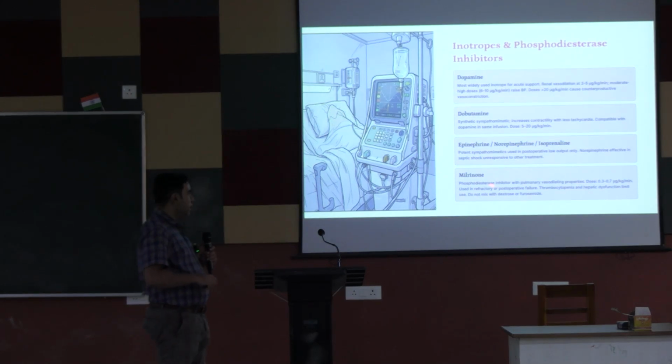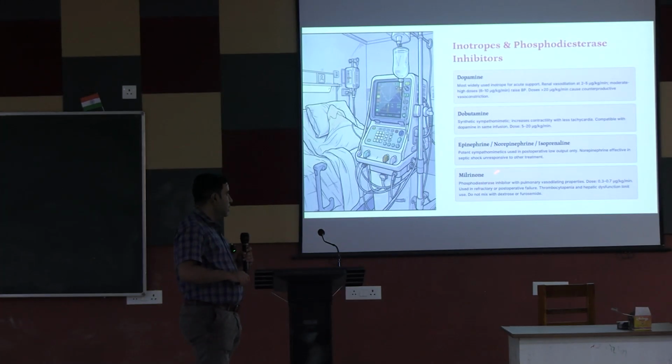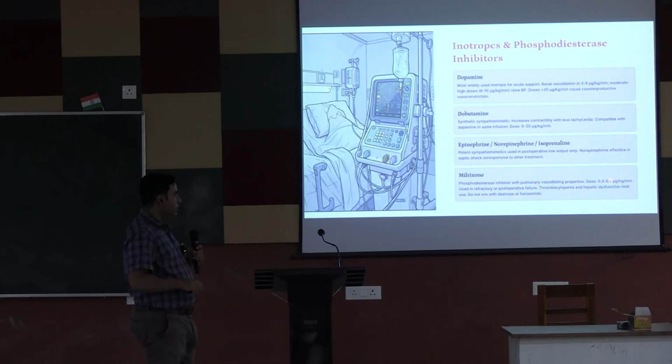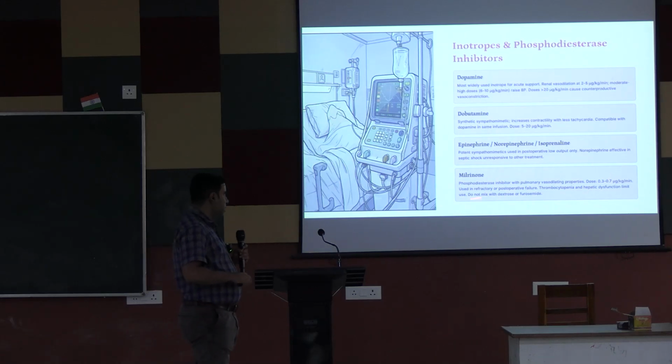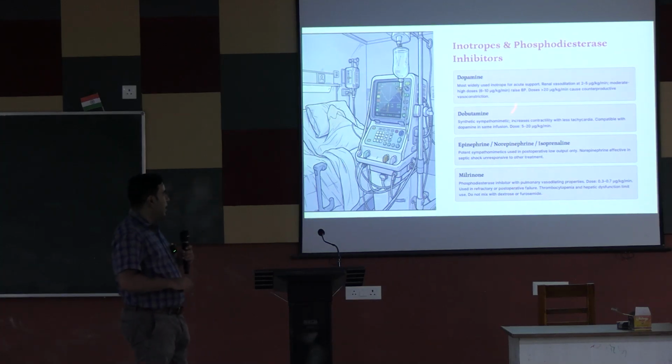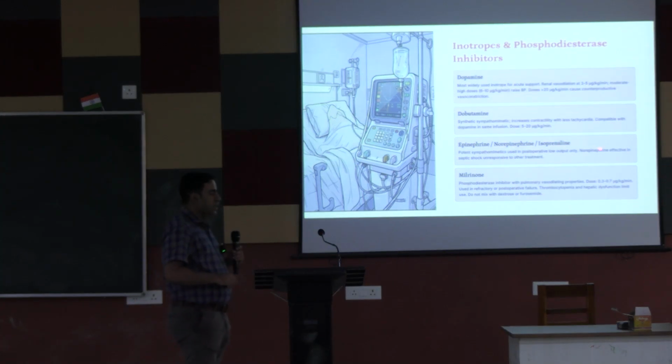This is also used in cases of congestive heart failure. It is a phosphodiesterase inhibitor with pulmonary vasodilating properties. Dose is 0.3 to 0.7 microgram per kg per minute. It is basically used in refractory cases, because if after adding dopamine or after starting epinephrine there is still congestive heart failure, then we add milrinone.